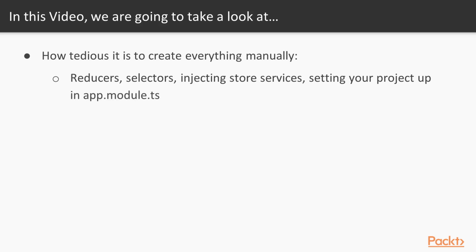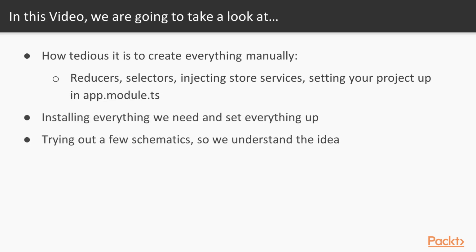Then we'll have a look at how we can install everything we need and set everything up so we're good and ready to just use our newfound library. Then we're going to actually take it for a spin. We're going to try out a few schematics, see how they work for us, see what kind of code they generate, so we have a good idea of where to go next and where to add our own code, the code that we actually want to write.